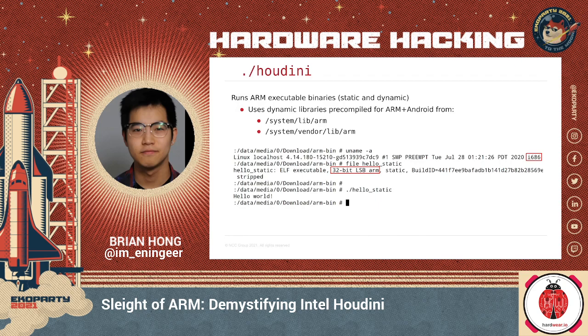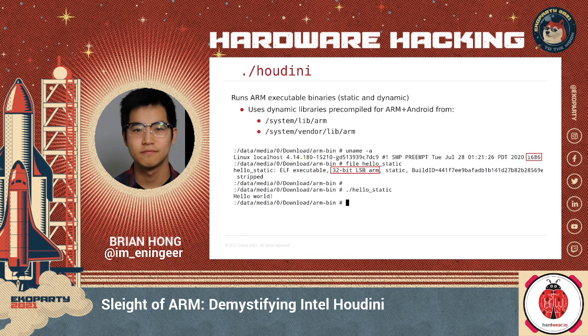We can see below that the machine I'm running on is an x86 machine. That's actually from the Chromebook. You can see i686, an x86 machine, and the binary we're trying to run is a 32-bit ARM. But when I try to run it, it just works fine. Hello static prints out hello world. Classic. Some of you may have noticed that I've just executed the binary directly without invoking Houdini.